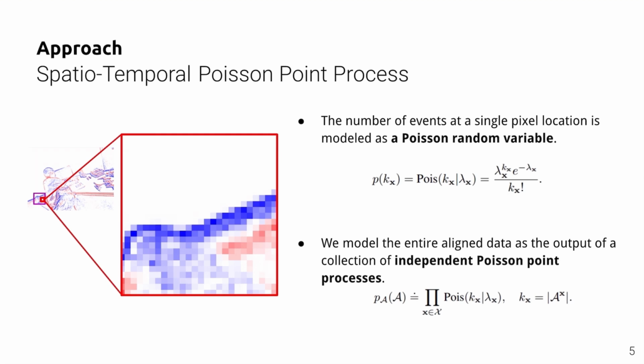Next, we model the entire aligned data as the output of several independent Poisson point processes, each with a separate rate parameter lambda depending upon its location. Due to the spatial independence of individual Poisson point processes, we can multiply the probabilities of observing k events at each individual pixel location.